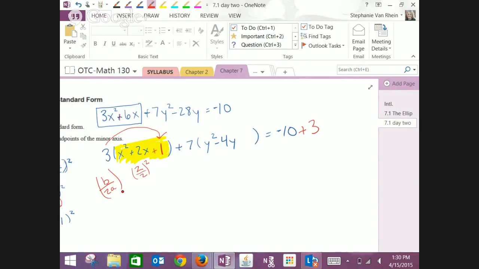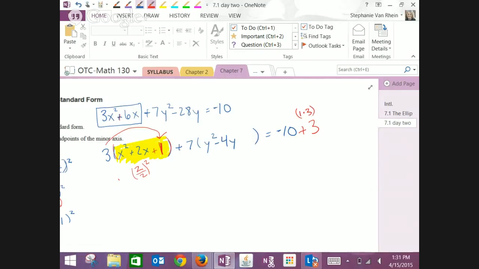If a is anything other than 1, and in all these examples, you're always able to take out the coefficient in front of your squared term, whether it's an x squared or a y squared. Because whatever I do to the left-hand side, I have to do to the right-hand side. I have to keep it balanced since I have an equal sign. So I added 1 in parentheses here, but it really wasn't 1. It was 1 times 3, right?